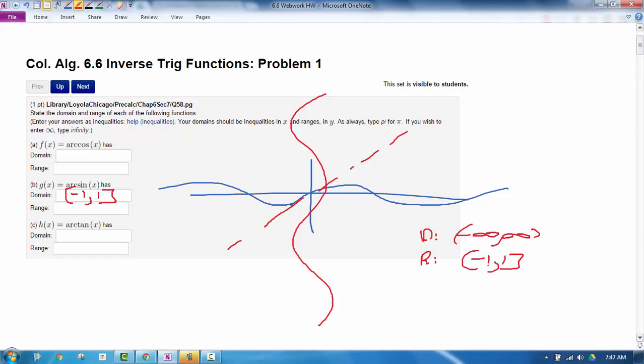And then this time the range, when we flip these, we can't have all the real numbers again. So we're going to restrict it this time from negative 90 to 90. And once again, that's on the formula sheet, so you don't have to memorize that.